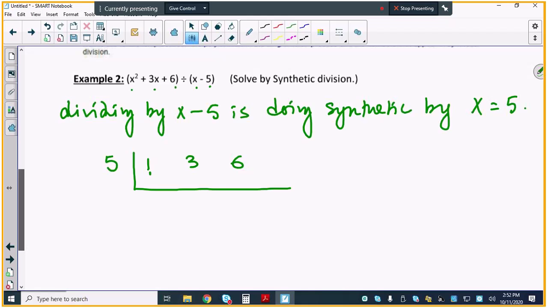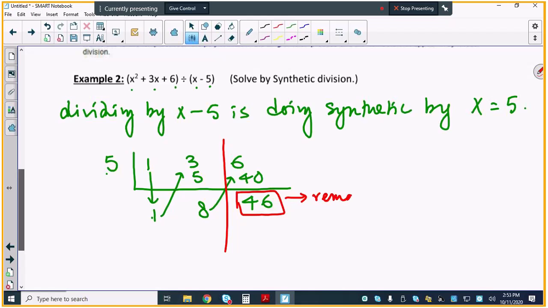The first coefficient, I don't change anything. Then I start multiplying 5 with 1 and I write it under the next coefficient. I add them always, so I get 8, and then I multiply 5 and 8, get 40, write it under the next coefficient, and I get 46. Since I'm done with all the coefficients now, I will stop, and the rightmost column, which is this one, is going to generate the remainder. So this is the remainder of the division.